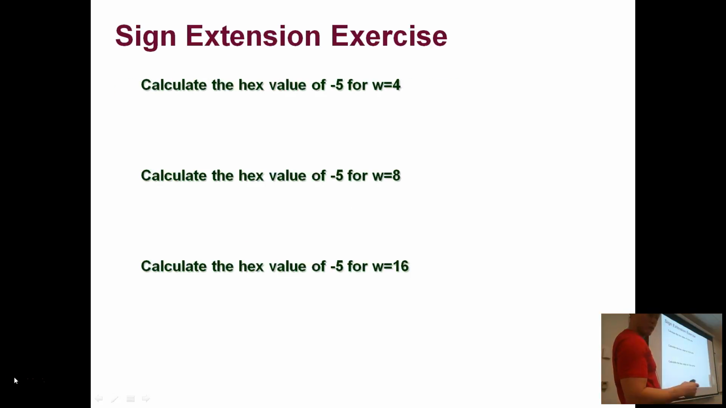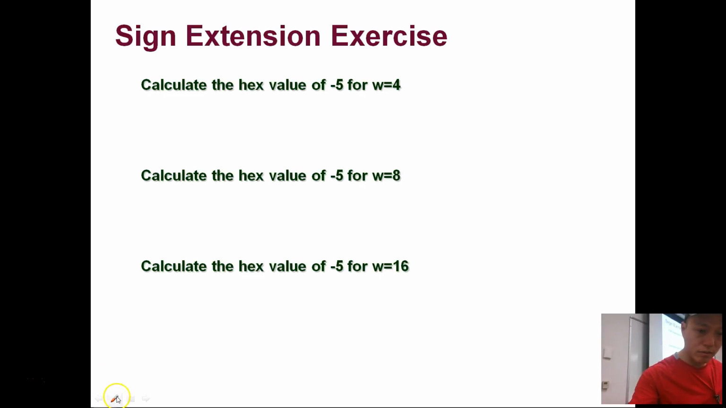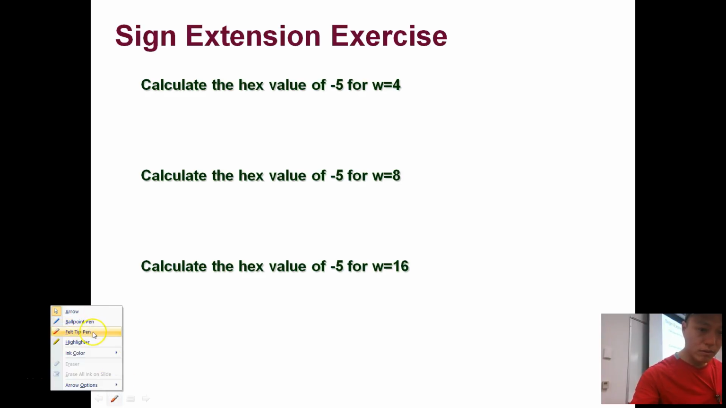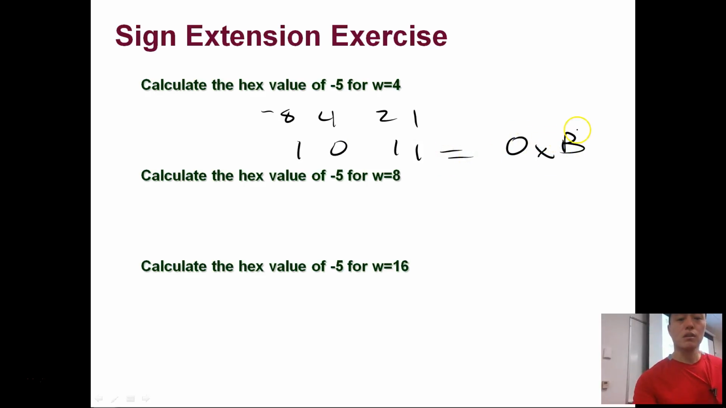Okay. Oh, I don't have the answers on here. All right, I got a pen though. So negative 8, 4, 2, 1. This makes this 1, 0, 1, 1. And this is hex B.